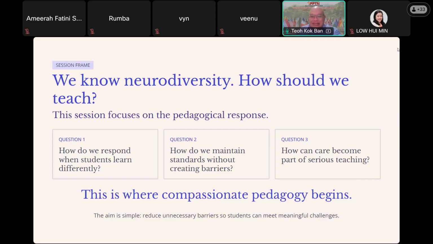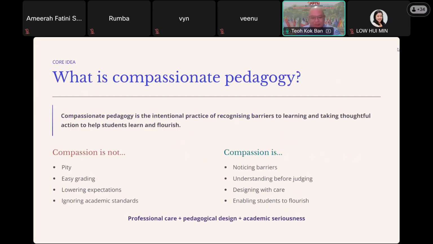The aim here is quite simple: reduce unnecessary barriers so that students can meet meaningful challenges. We can identify the barriers and reduce them so that our students with different learning needs can meet the challenges meaningfully. That is where compassionate pedagogy begins. So, what exactly do I mean by compassionate pedagogy?